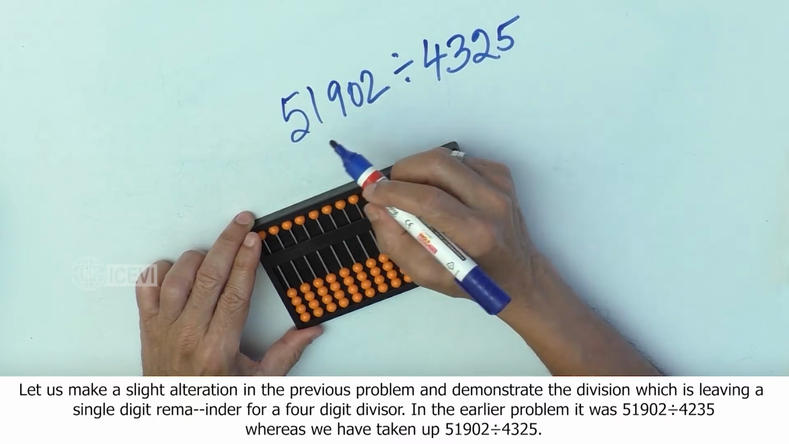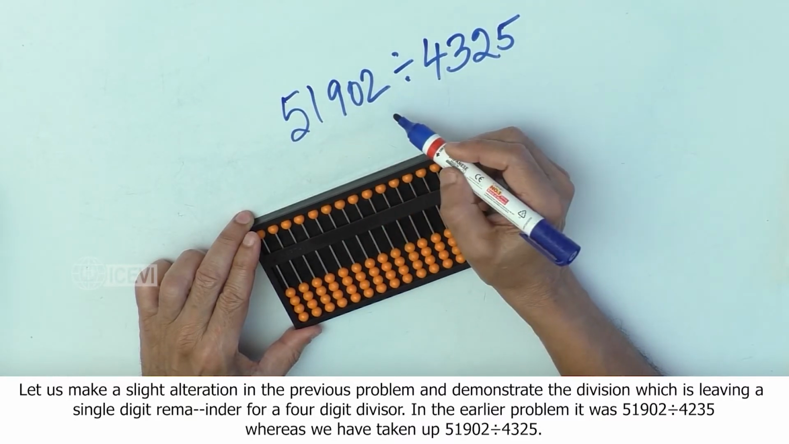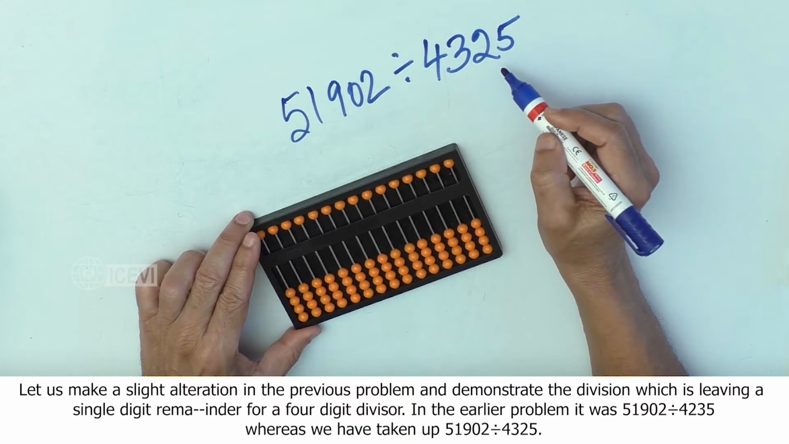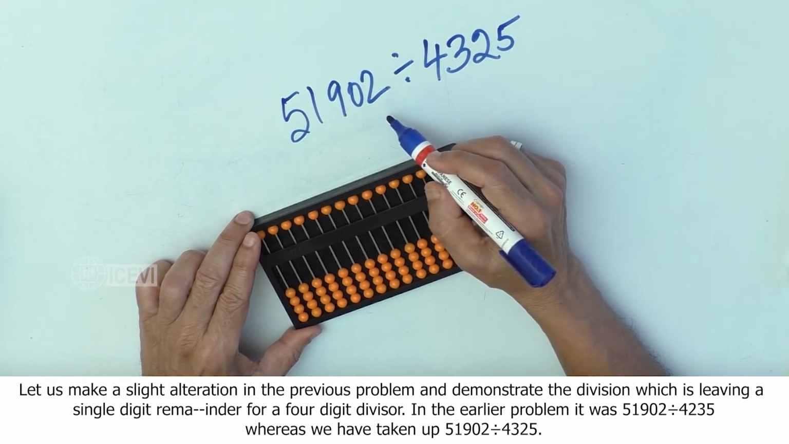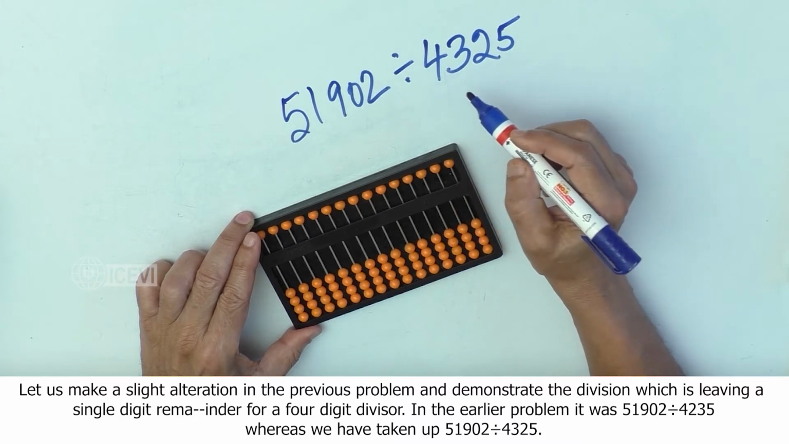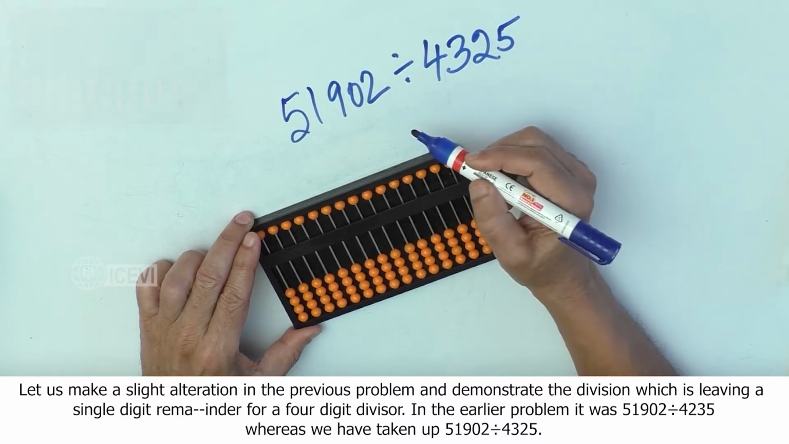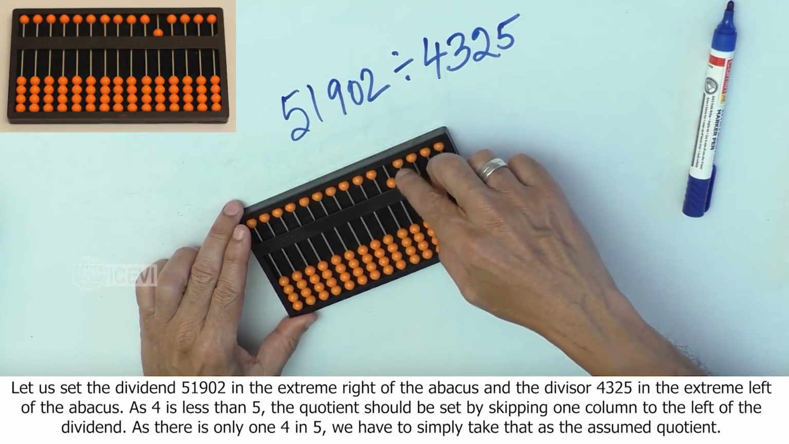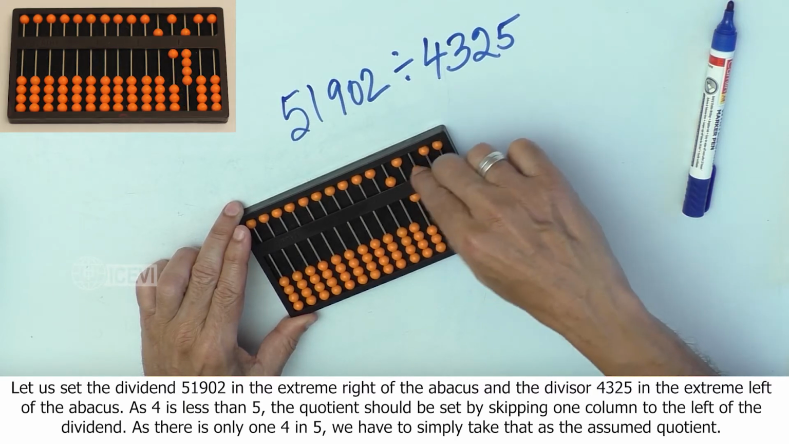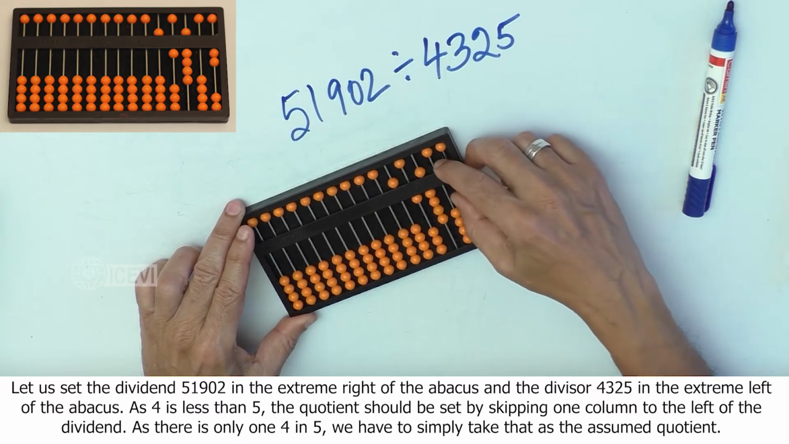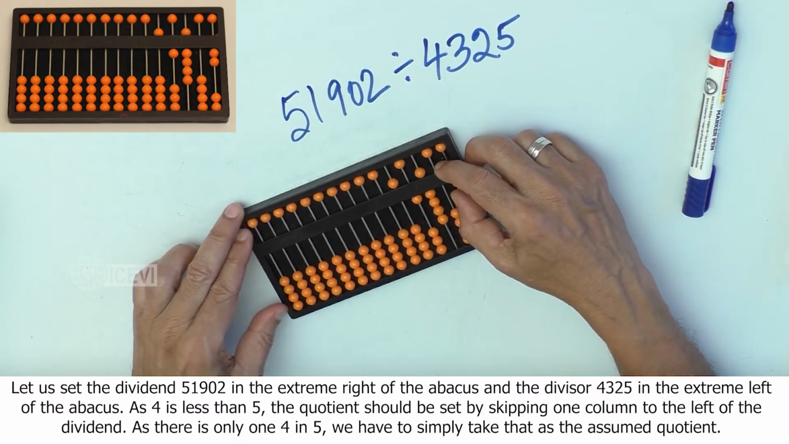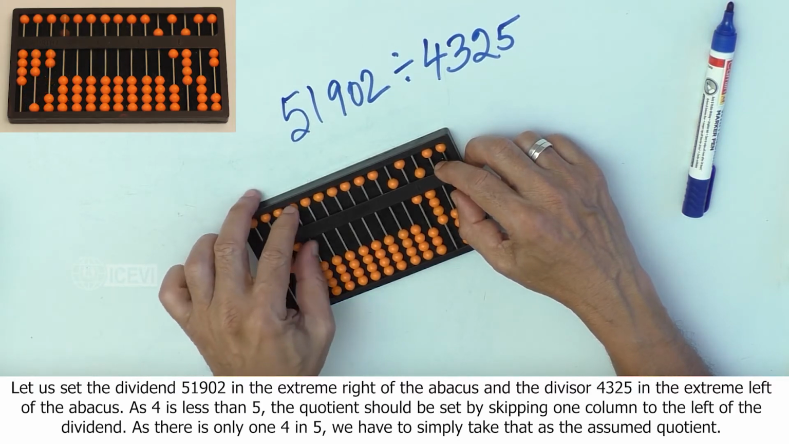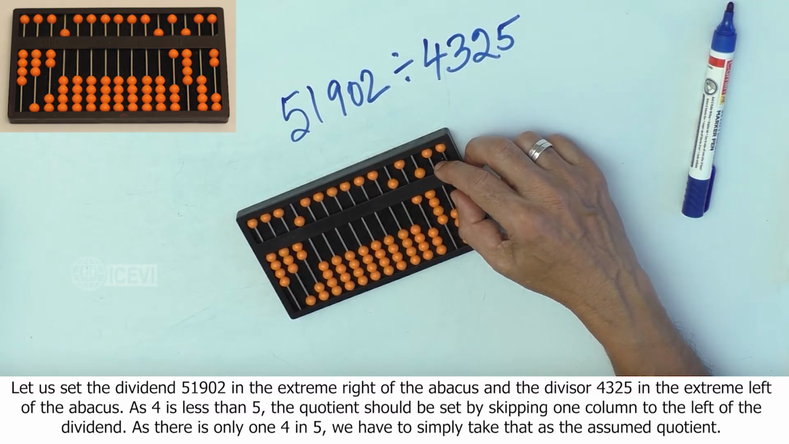In the earlier problem, it was 51,902 divided by 4,235, whereas we have taken up 51,902 divided by 4,325. Let us set the dividend 51,902 in the right extreme of the abacus and set the divisor 4,325 in the extreme left of the abacus.